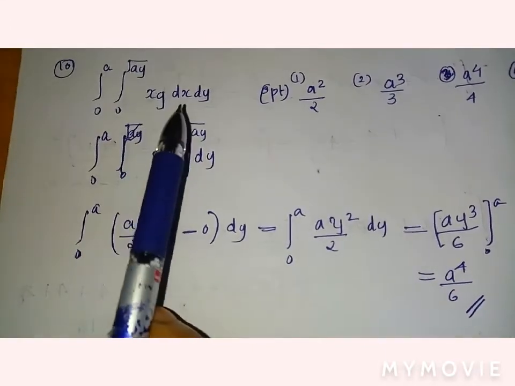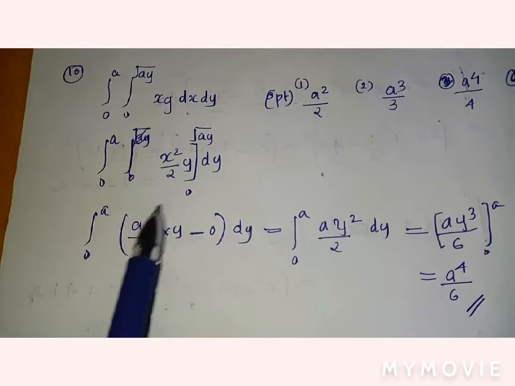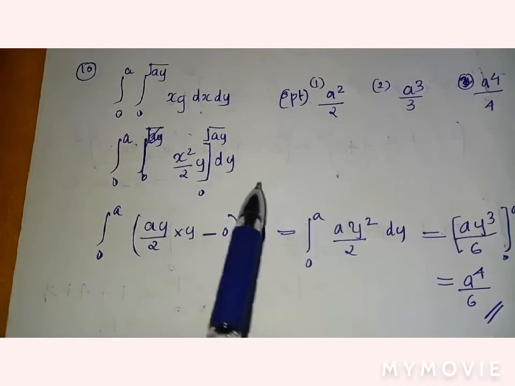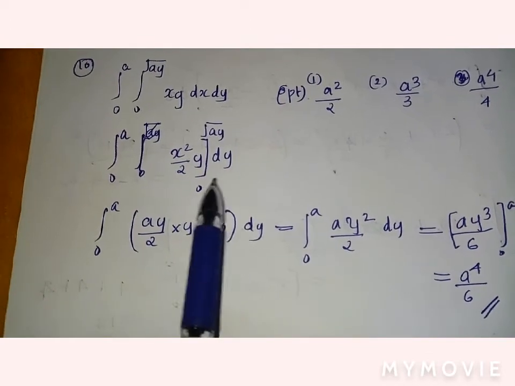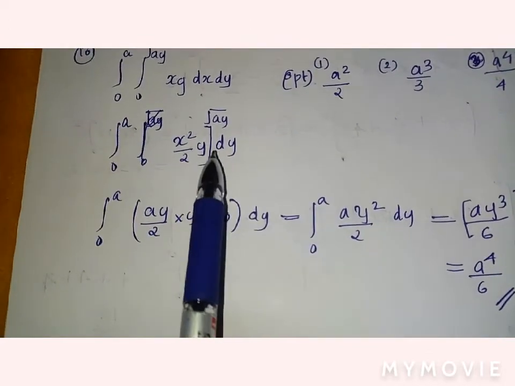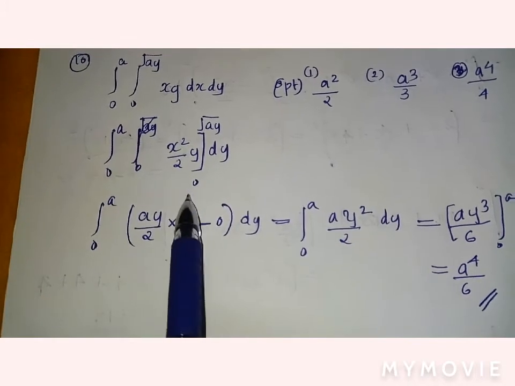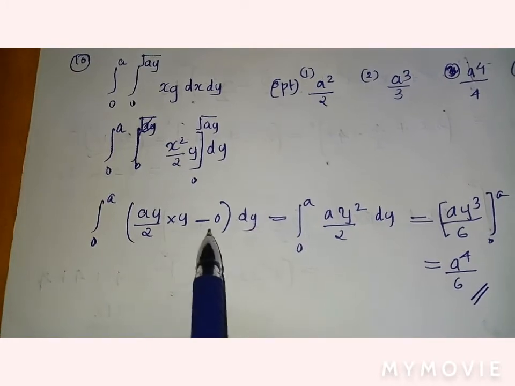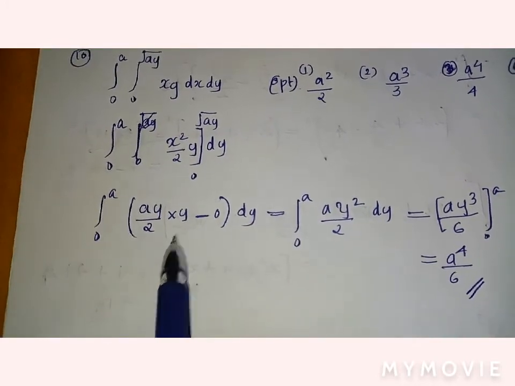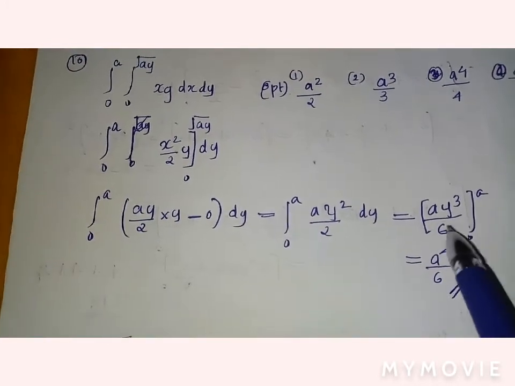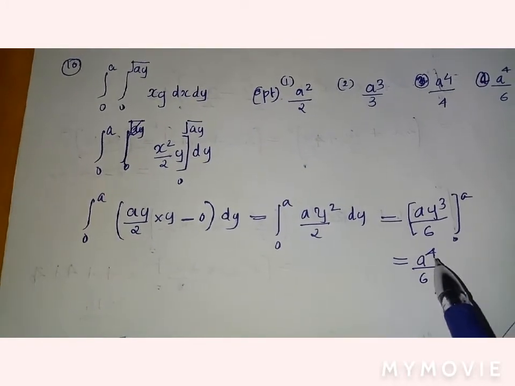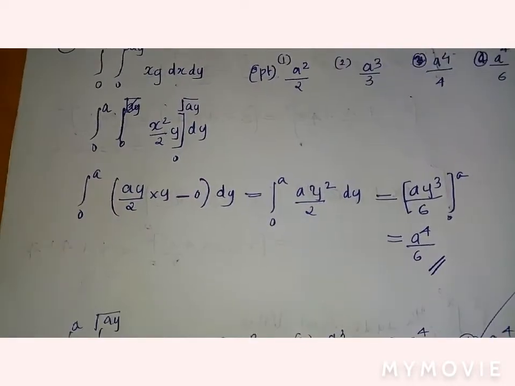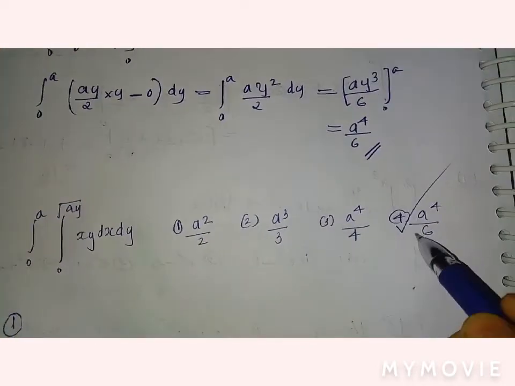Here in this problem, we have to integrate with respect to x first, that is x square by 2 with y as constant, and put the limits. Then we integrate once more with respect to y. After putting the limits, we get the answer as ay by 2 into y minus 0, that is ay square by 2. After integrating with respect to y, that is ay cube by 2 into 3, and putting the limits, we get a power 4 by 6. The answer is a power 4 by 6, option 4.